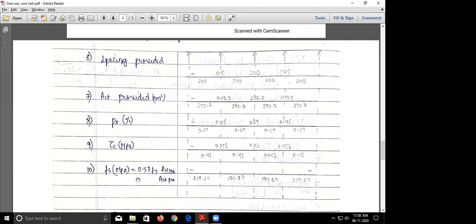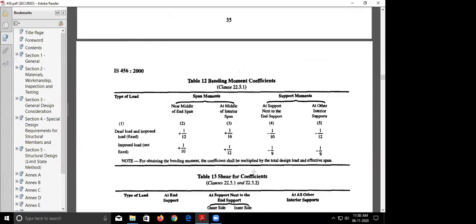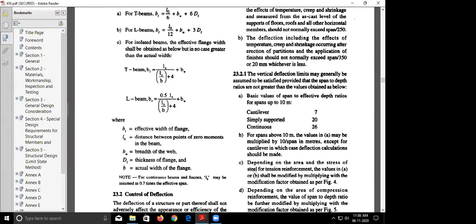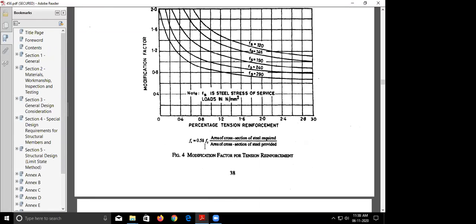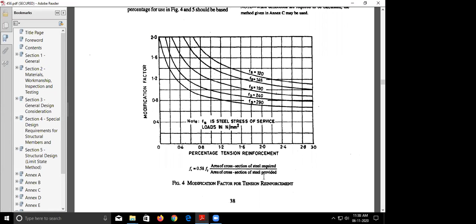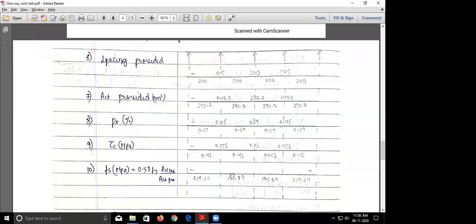So once you get the value of tau c, here itself we will find out the value of stress also. Okay, stress in steel fs is given by 0.58 fy into Ast required upon Ast provided. This we have seen on page number 36. Okay, on page 36, the MF graph, in this the equation is given: 0.58 fy Ast required upon Ast provided. Okay, so from here you will find out this value fs. So we got the value of stress at every point. So this is 219, this is 171, 171 and 219. Okay, everyone understood this? I have found out the value of fs at all points.